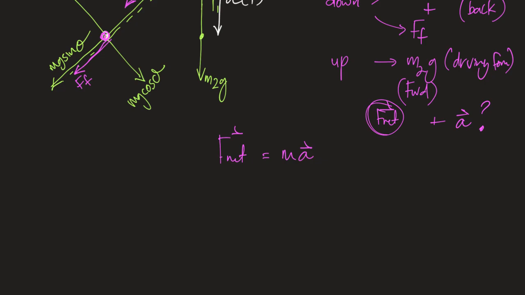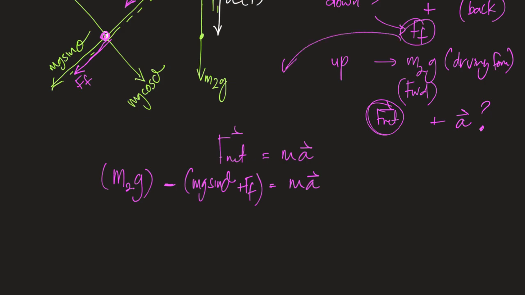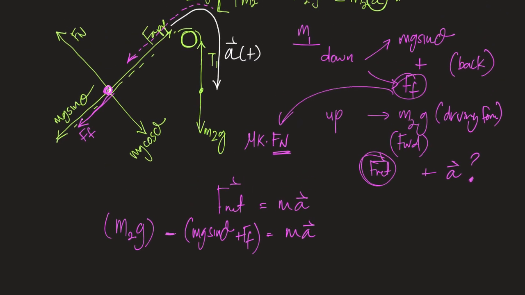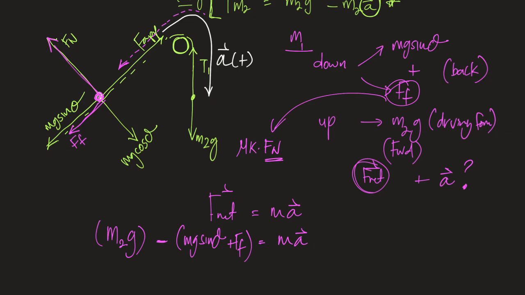At this point, I've got one forward force, which is M2G, minus mg sine theta plus force of friction, which is equal to mass times acceleration. Now my force of friction formula is mu k times Fn. Now my Fn, if I look at my free body diagram, lines up with my perpendicular. So Fn is actually mg cos theta. So now I'm going to take all of that into consideration.